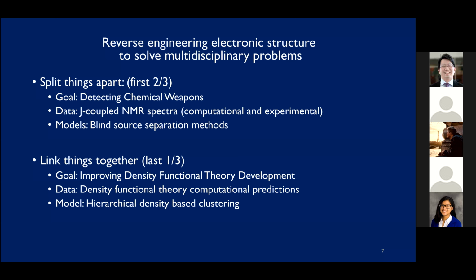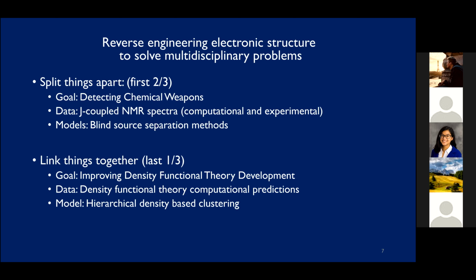In the last third, I'm going to dive into some of what I've been doing over the last 2 years, which is improving density functional theory. In this, I'm going to use density functional theory predictions, and I'm going to use a hierarchical density-based clustering algorithm for the machine learning part. Instead of trying to predict new molecules or things that are unknown, I'm going to use it to work backwards and study how density functional theory is coming up with its predictions and what things are similar or different from each other.